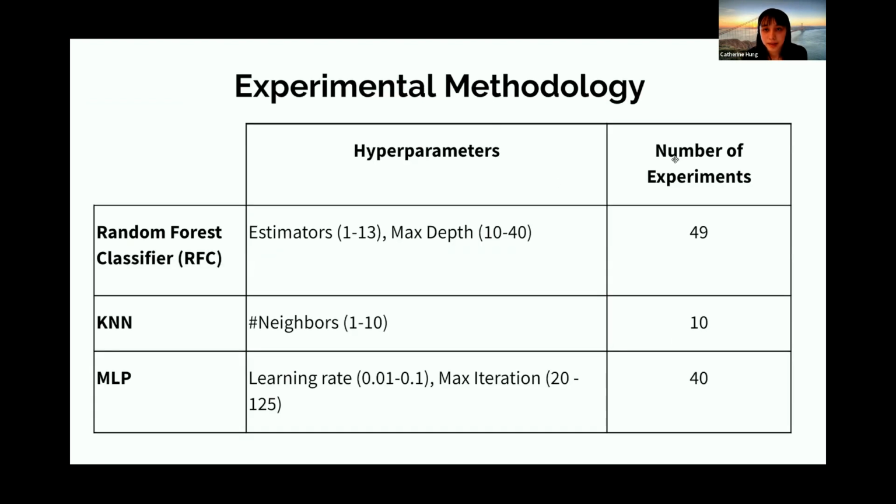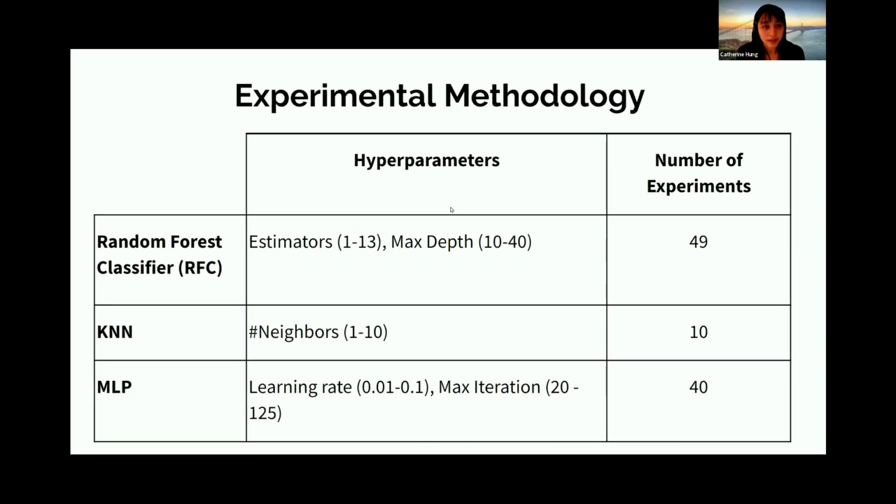So now onto the experimental methodology. I used 3 basic machine learning algorithms: random forest classifier, KNN, and MLP. I decided to use more simple algorithms because it could be easier to deploy these algorithms into an app rather than some more complicated algorithm. And I wanted to see if my method would work on basic algorithms before I went to more complicated ones.